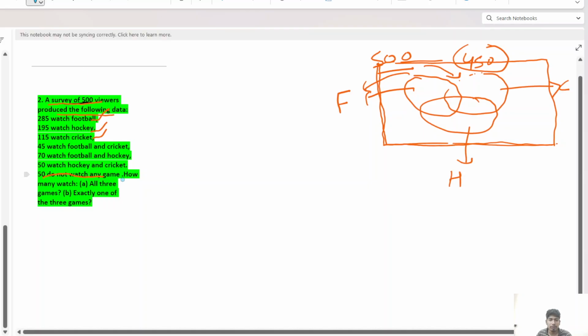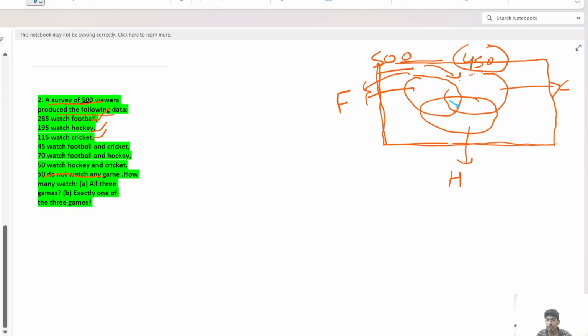Let x be the number who watch all the games. 50 watch hockey and cricket, so this region is 50 minus x. 70 watch football and hockey, so this is 70 minus x. 45 watch football and cricket, so this is 45 minus x.